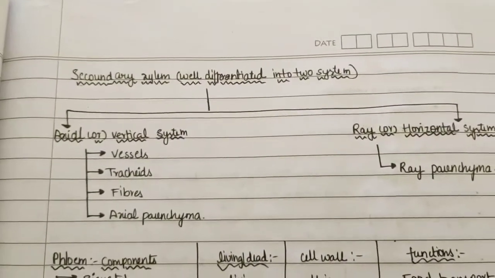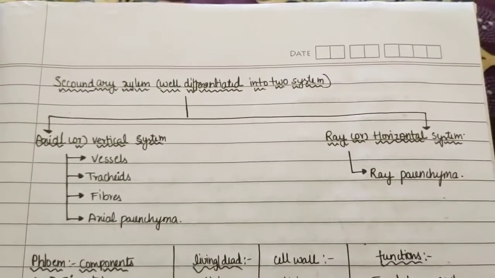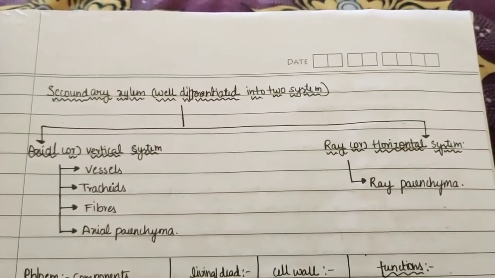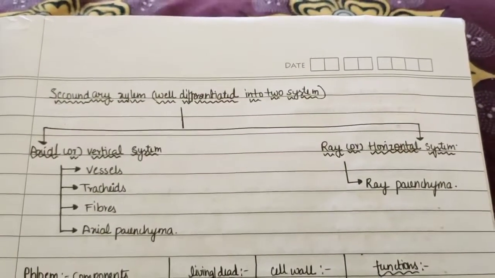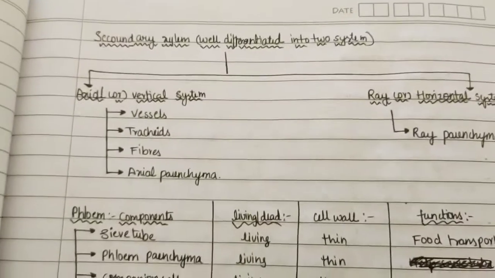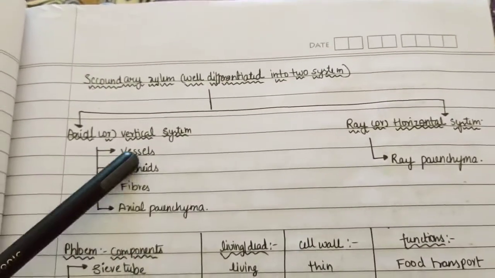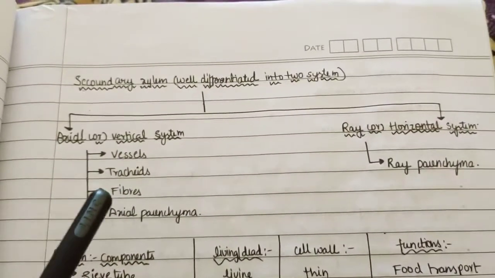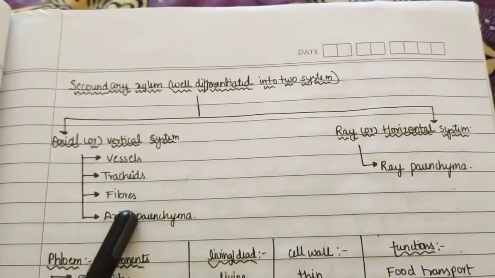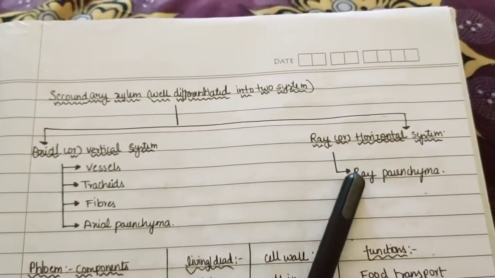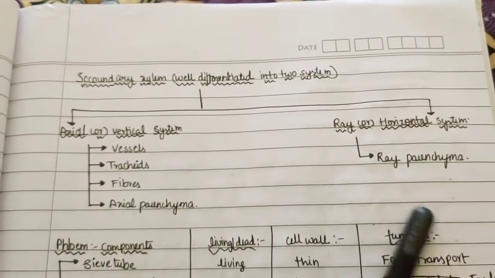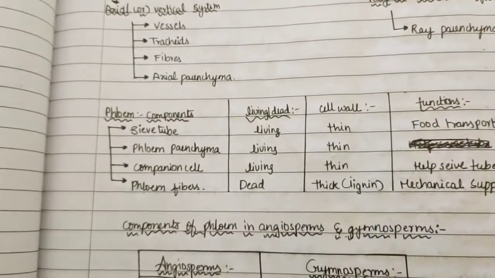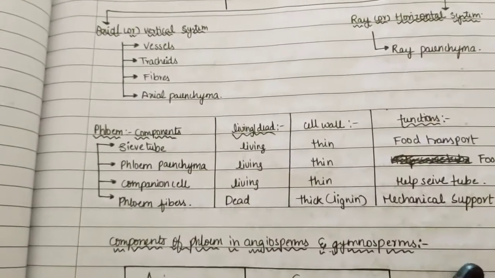Secondary xylem is well differentiated into two systems: the axial or vertical system, and the ray or horizontal system. In the axial vertical system, we can find vessels, tracheids, fibers, and axial parenchyma. In the ray or horizontal system, ray parenchyma. The axial or vertical system carries water in a vertical manner, whereas the ray or horizontal system supplies water in a horizontal way.